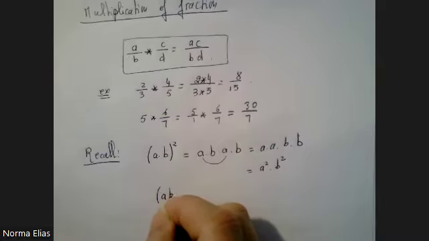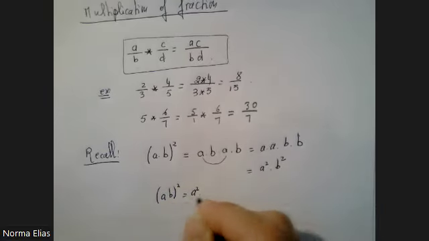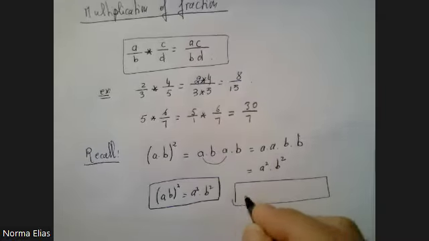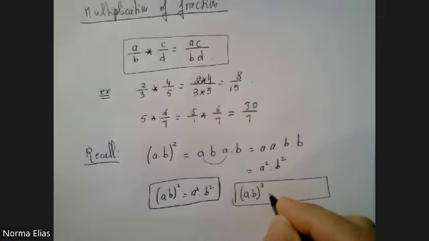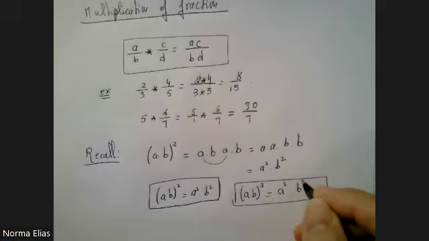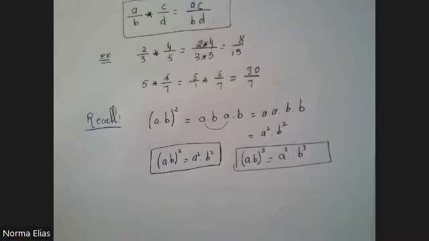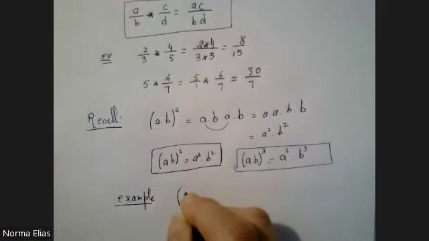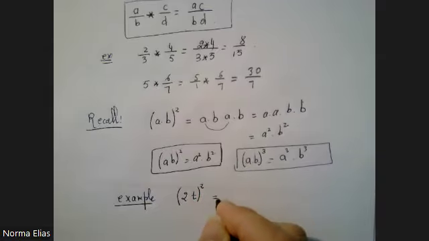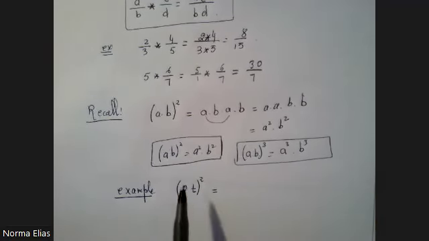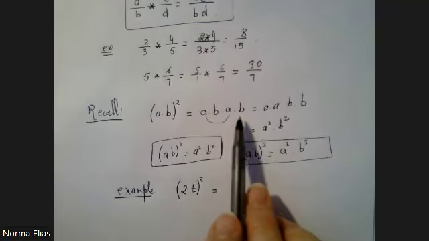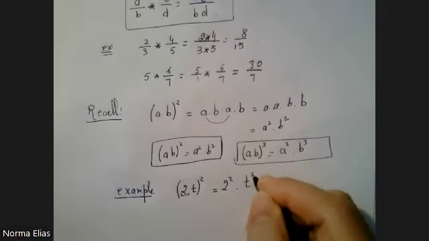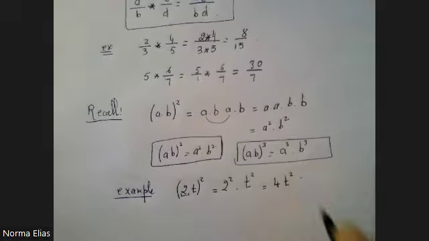So the quantity ab squared is a squared times b squared. You square this, you multiply it by b squared. And this generalizes. By the same idea, a times b to the power 3 is a to the 3, b to the 3. So you raise every one of them to the power. Let us practice something very easily. For example, if I have the quantity 2t squared, this should give me how much? You have two ways. Either you write 2t times 2t, or you remember this term squared times t squared. That's 4 times t squared.